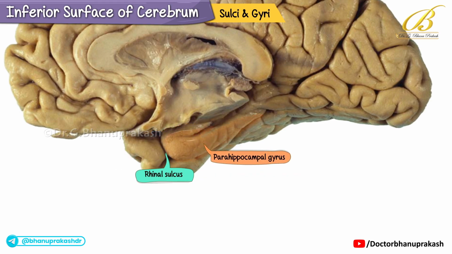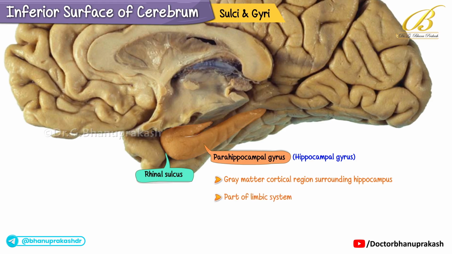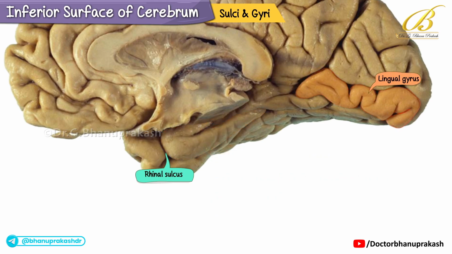The parahippocampal gyrus, or hippocampal gyrus, is a gray matter cortical region surrounding the hippocampus. It is part of the limbic system and plays a crucial role in memory and spatial navigation. The lingual gyrus, also known as the medial occipitotemporal gyrus, is functionally linked to visual processing. It is believed to play a role in the analysis of logical conditions and the encoding of visual memories.